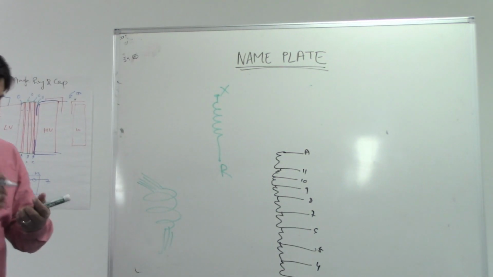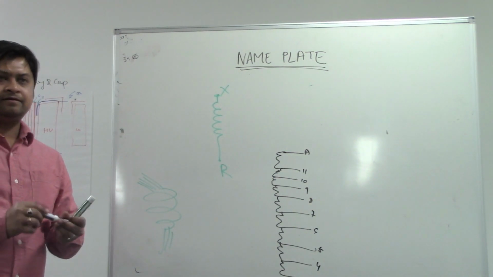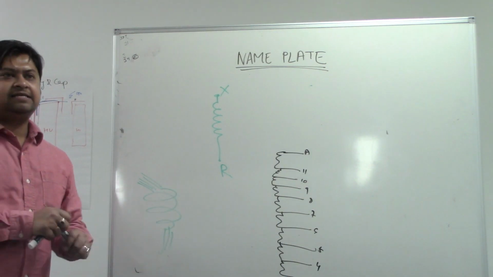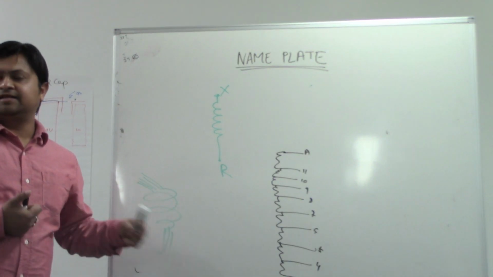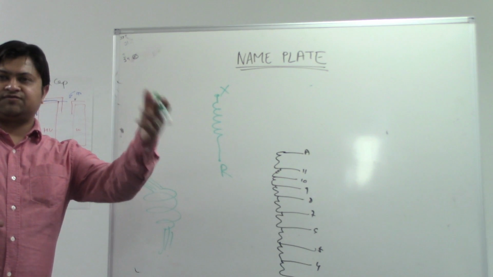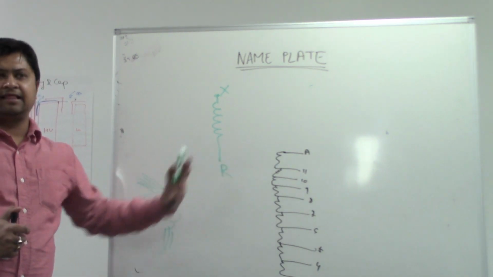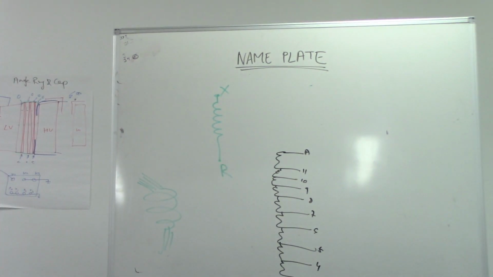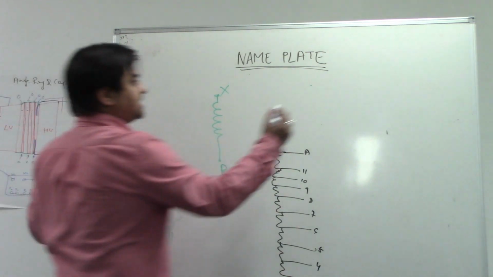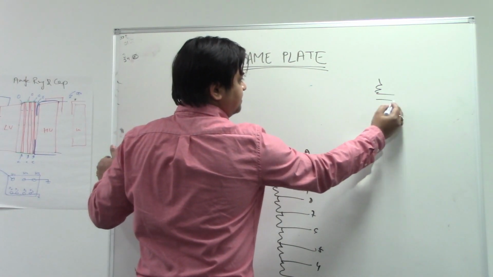This is how you see the nameplate, right? That is the single line diagram, okay? It doesn't mean that your transformer is built like this. This is a single line diagram, just to show. So now, if you see the DETC section, what we draw earlier, right?